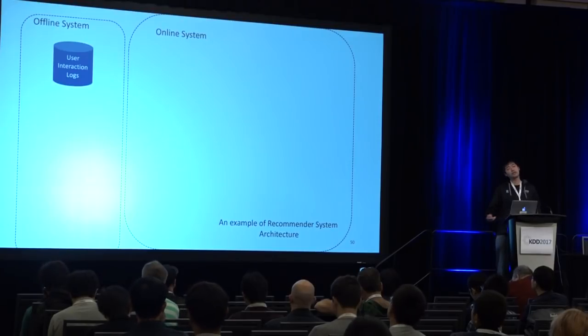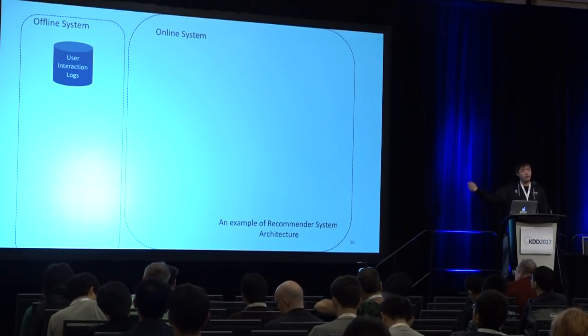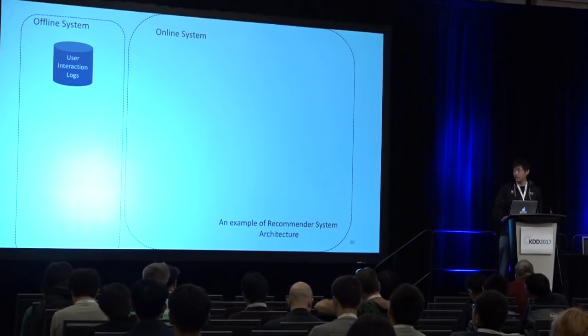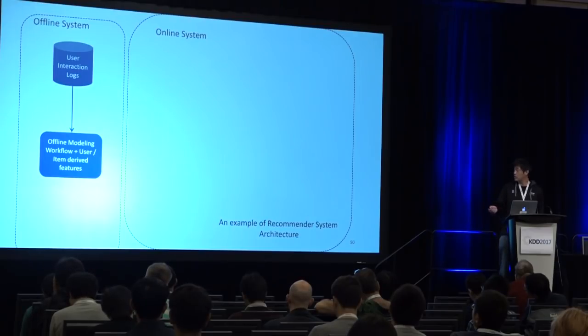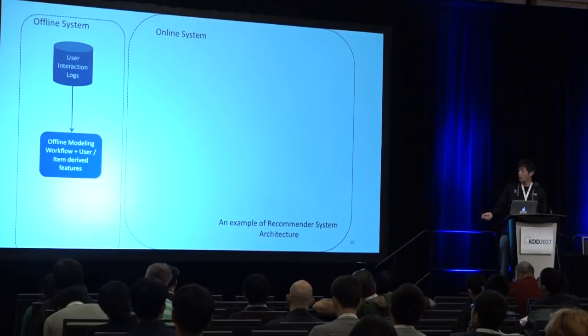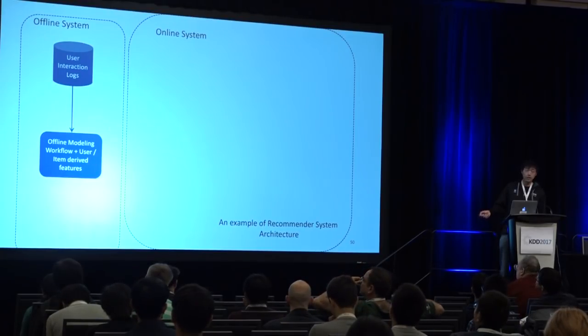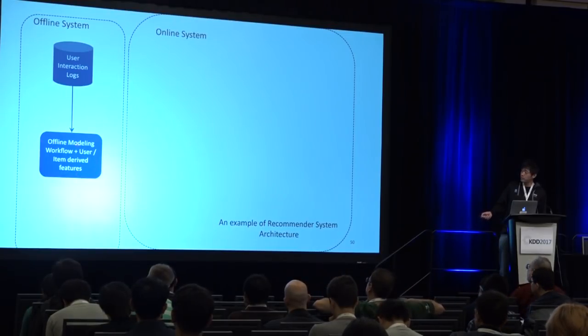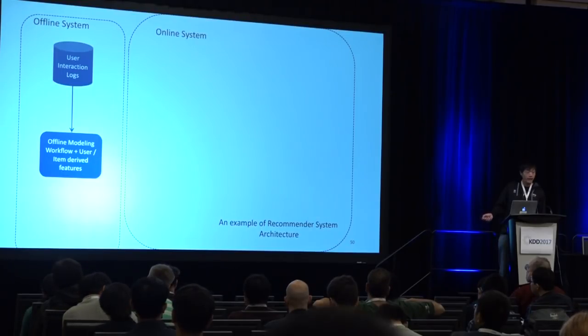You mean that in the past history, I know this user interacted with this item, or this user did not interact with this item when I showed it to the user. You have that, right? And from user interaction logs and the user features and item features, you can do a lot of modeling here. This is where you can use deep learning, you can use many different modeling technologies, and then you can build both models and even derived features for user and item.